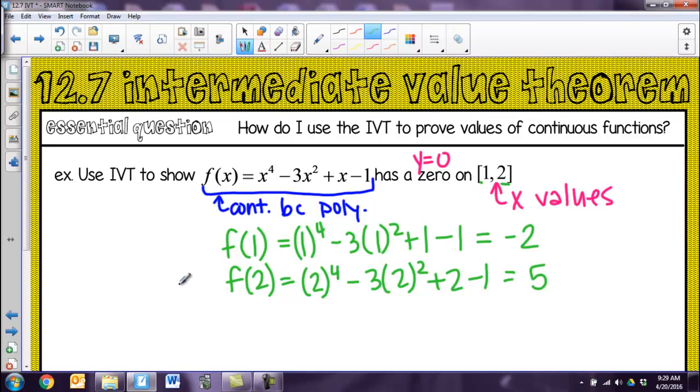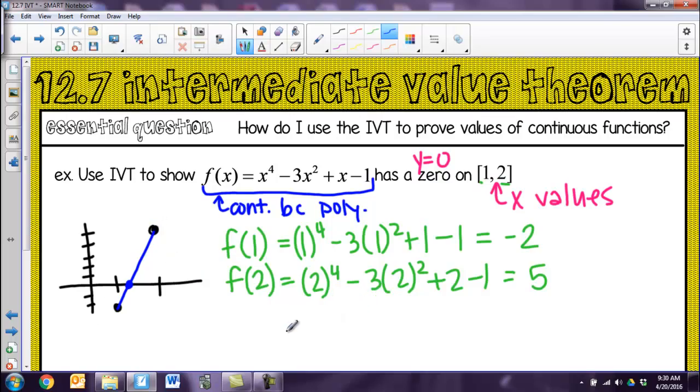positive 5. And I think it's easier to see if you saw this on a graph, because I'm looking at these points, I have 1 and 2. And then I know that I'm going down to negative 2 for this first point, and then I'm going up to 1, 2, 3, 4, 5 for the second point. So in order for me to get from point A to point B, I would have had to cross the x-axis, which means I'm guaranteeing there's a 0 in there somewhere. Now I'm not saying where the 0 is, I just know that there is some 0 in here.